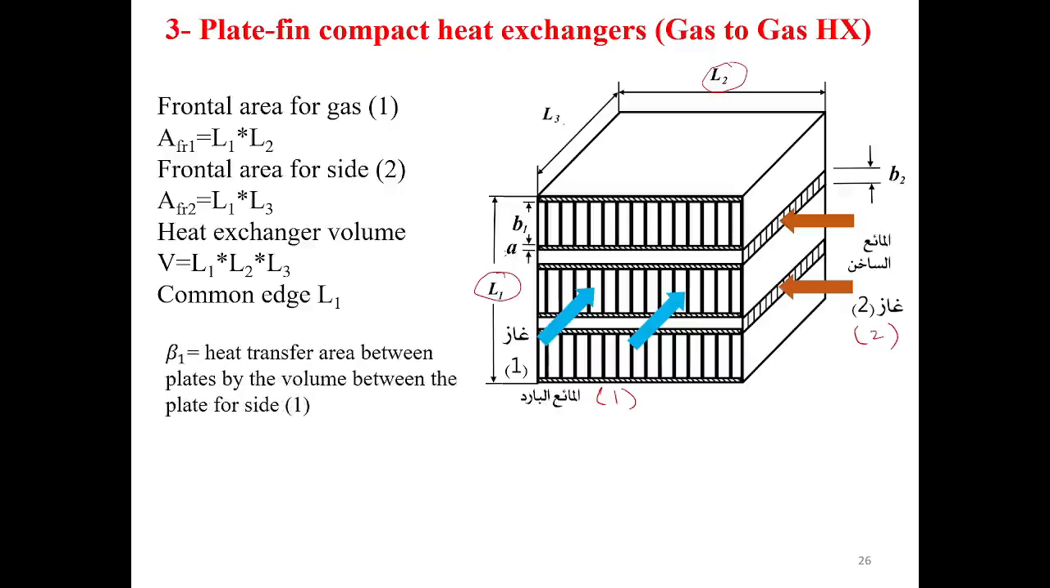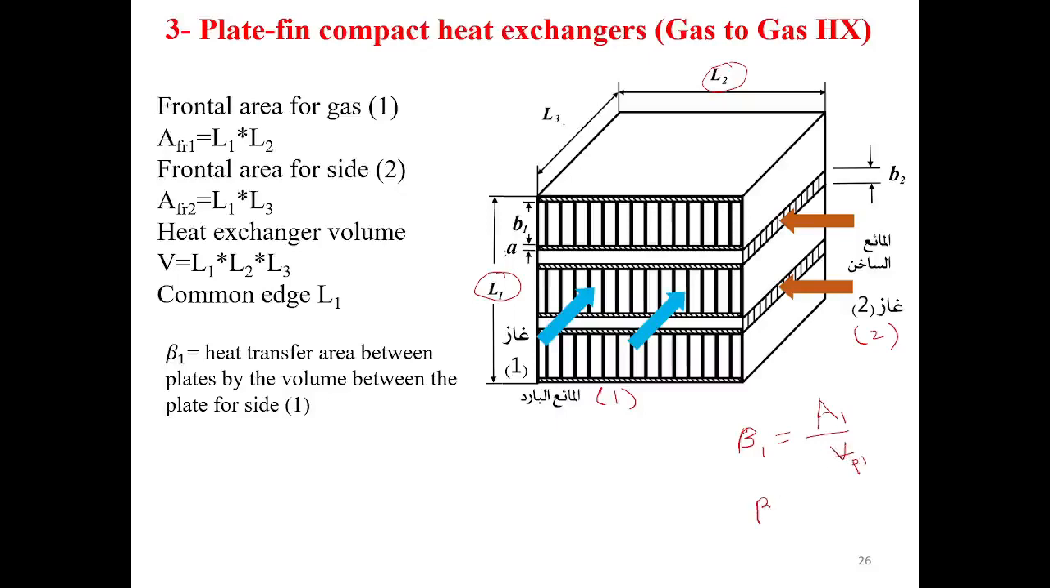Another parameter that we see in tube fin and plate fin heat exchangers that we did not see in tube fin compact heat exchangers is beta. Beta is defined as the heat transfer area between the plates divided by the volume between the plates. So if I say, for example, for side 1, beta 1 equals the heat transfer area between the plates for side 1 divided by the volume between the plates also for side 1.